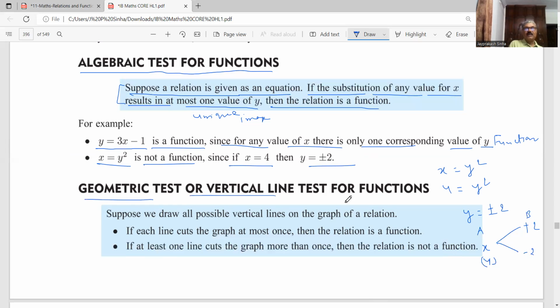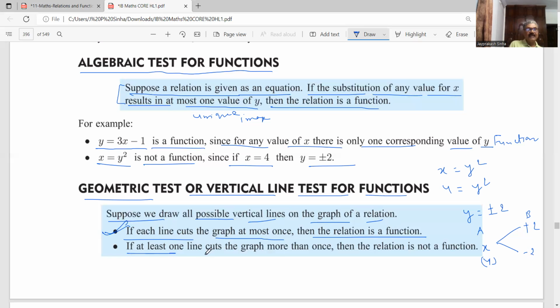Now, geometric test or vertical line test for functions. Suppose we draw all possible vertical lines on the graph of a relation. If each line cuts the graph at most once, then the relation is a function. See, this is very, very important too. If we have drawn a relation on a graph, then it's a very easy way to find out whether that relation is a function or not.